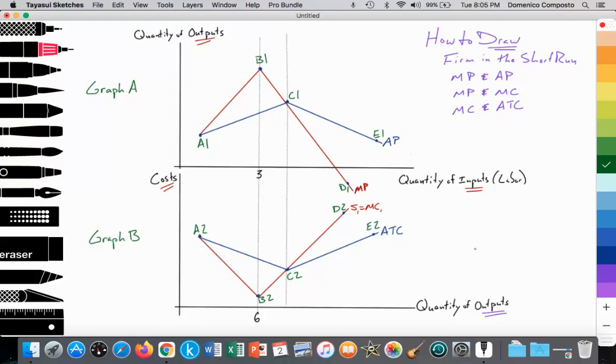Now you'll see a link to the next video that will provide a full detailed analysis of the relationship between these sets of curves. And that's it.